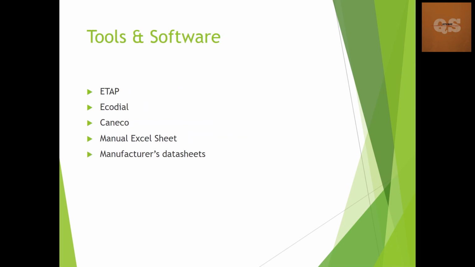Some tools and software that are used to identify which cable size to be used. So that is ETAP, Ecodial, Caneco, then the manual Excel sheet is there. The manufacturer's data sheet is there. Usually designers use these software.